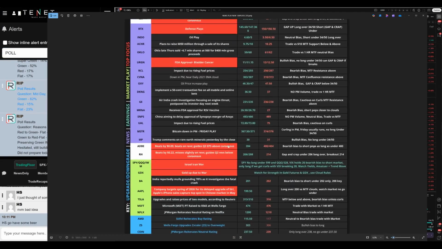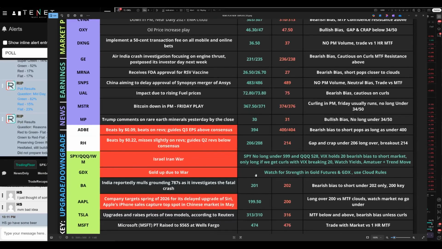So we know the war started, Israel attacking Iran, market gapping up. So the plan was simple. SPY no long under 599, QQQ 528. VIX holds 20, bearish bias to short the market. If VIX breaks down under 20, we will long it. So that was the plan.